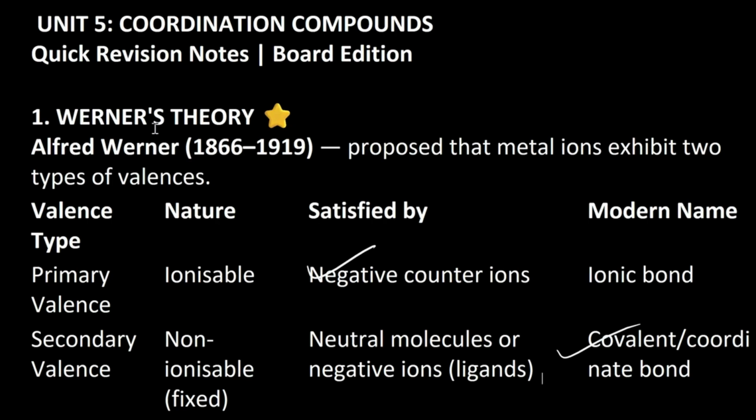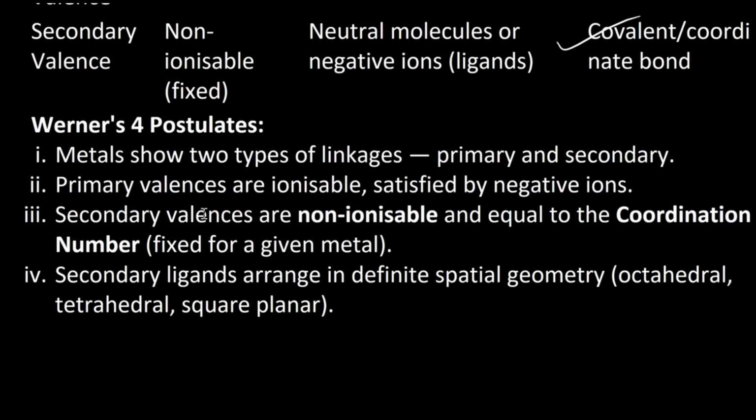Okay, so for example, here we have metals showing two kinds of linkages. These are Werner's postulates, four postulates. Primary valencies are ionizable, satisfied by the negative ions, and the secondary valencies are non-ionizable and equal to the coordination number. Secondary ligands are arranged in definite spatial geometry: octahedral, tetrahedral, and square planar. These are the four postulates if they are asking about the postulates.